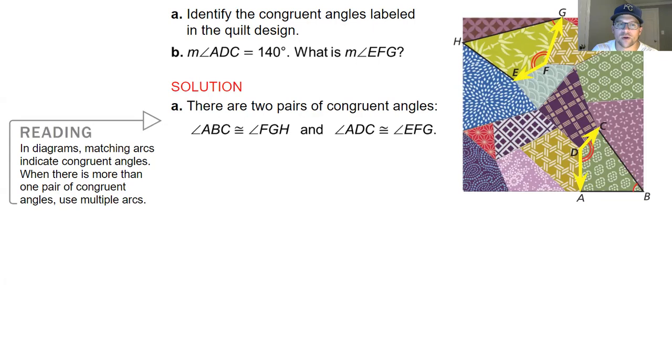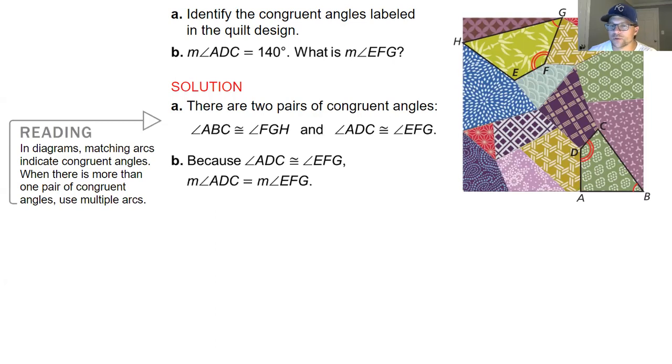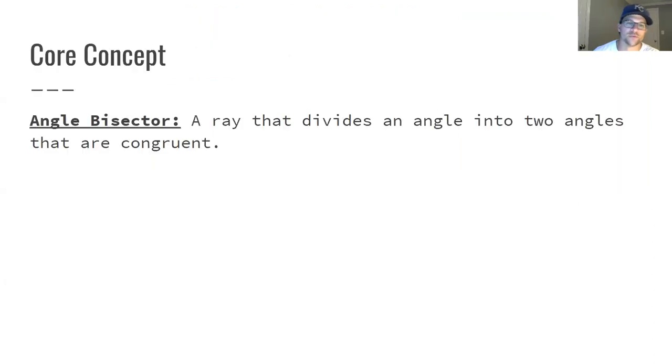Again, just look at the diagram. Any markings that you see will help you figure out what's congruent. Then part B, if you know that the measure of angle ADC is 140, what is the measure of EFG? Well, luckily, we just determined that since ADC is congruent or equal to measure of angle EFG, you just plug it in. If they're the same, 140 equals 140. Your EFG is also equal to 140. That's another word for congruent.